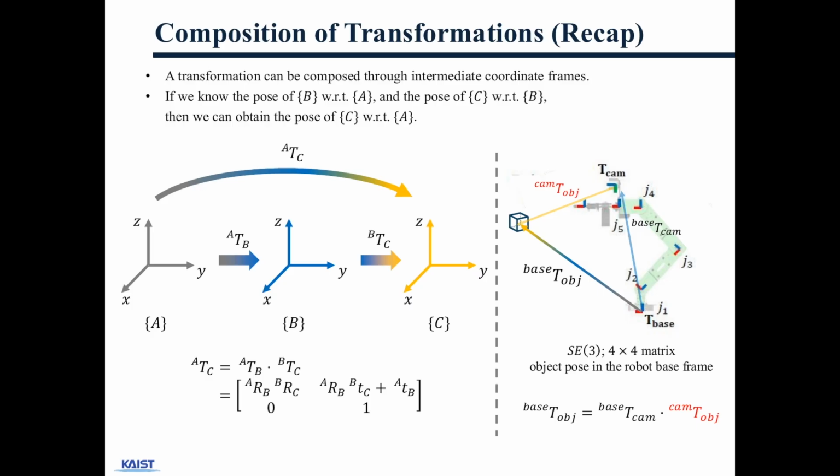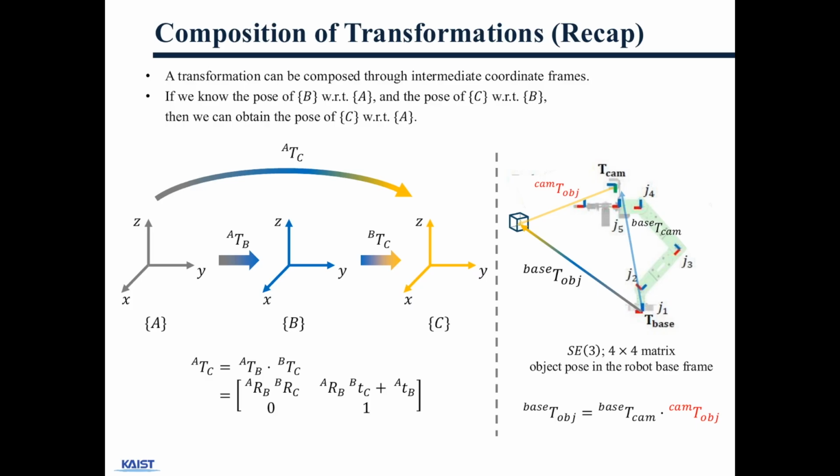The rule is simple. If we know the pose of frame B with respect to frame A and the pose of frame C with respect to frame B, we can easily obtain the pose of frame C with respect to frame A. You simply multiply the transformation matrices together.